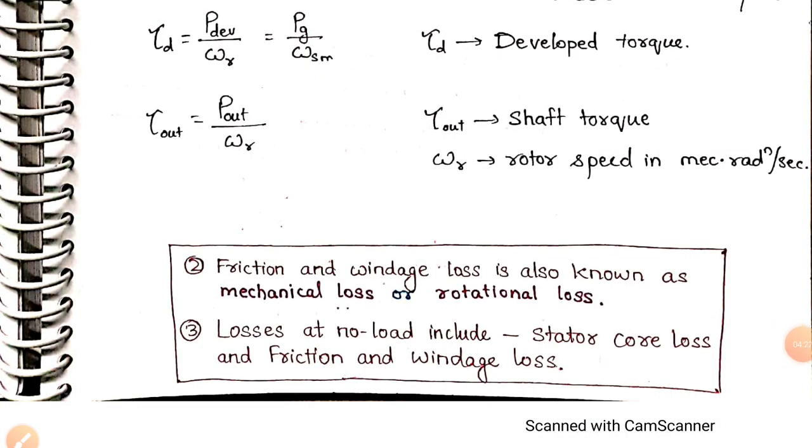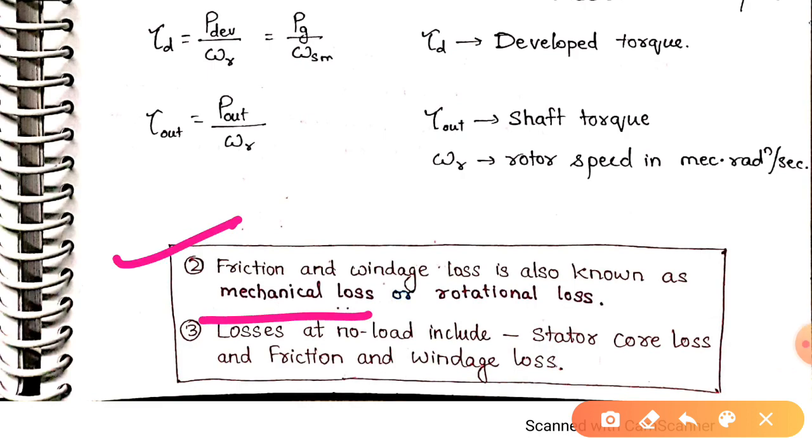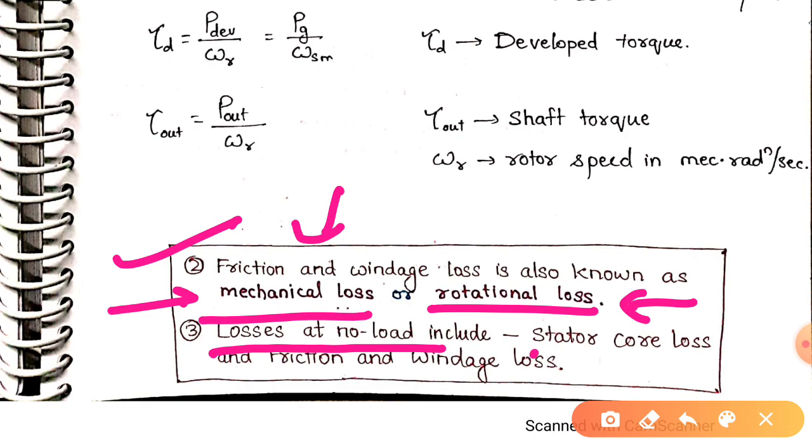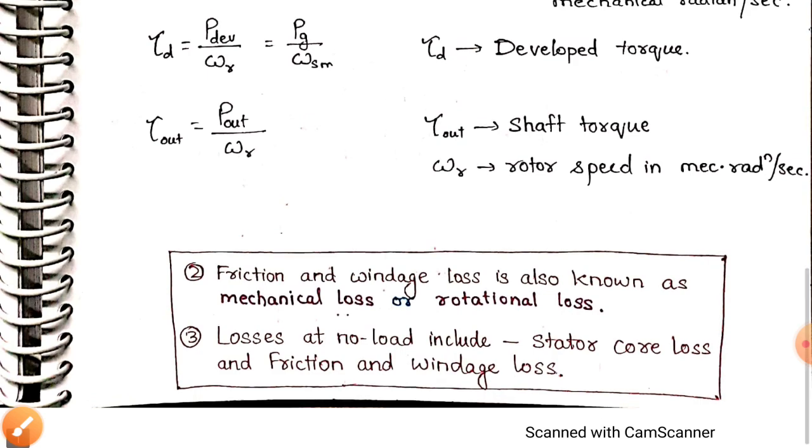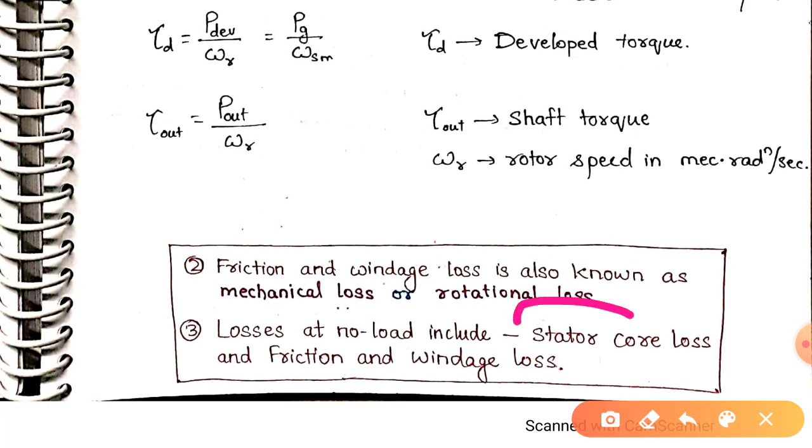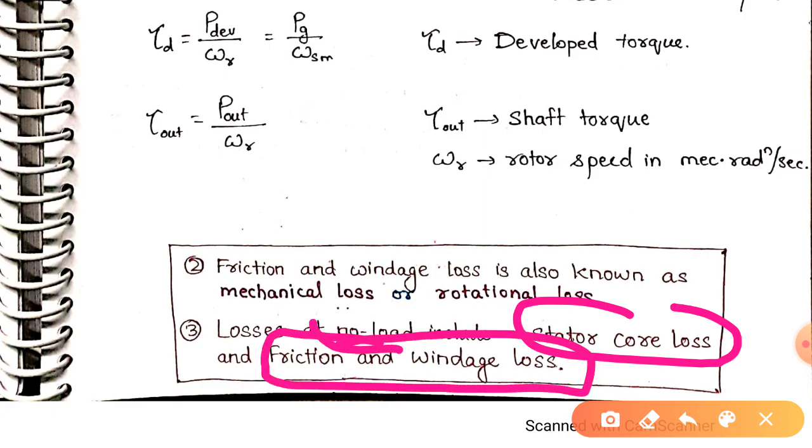Now friction and windage loss, which we take in the machine, is also known as mechanical loss or rotational loss. And losses at no load include the stator core loss and friction and windage loss. So these two losses, stator core loss and friction and windage loss, will be present in the machine at no load. Even when there is no load, stator core loss and friction and windage loss will always be present.